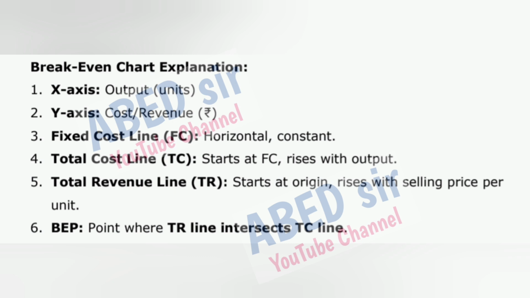Break-even chart explanation. X-axis, output, units. Y-axis, cost and revenue. Fixed cost line, FC, horizontal, constant. Total cost line, TC, starts at FC, rises with output. Total revenue line, TR, starts at origin, rises with selling price per unit. BP is the point where TR line intersects TC line.